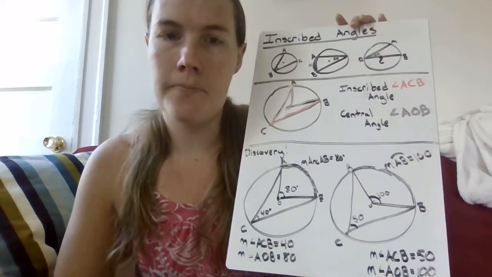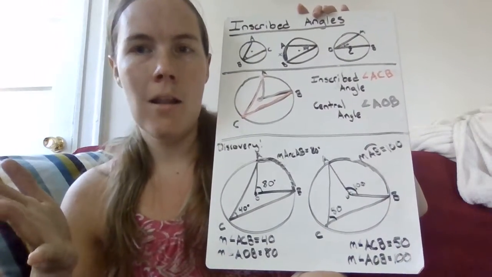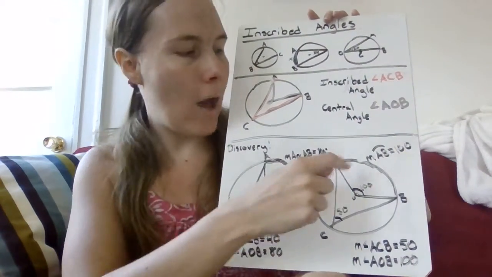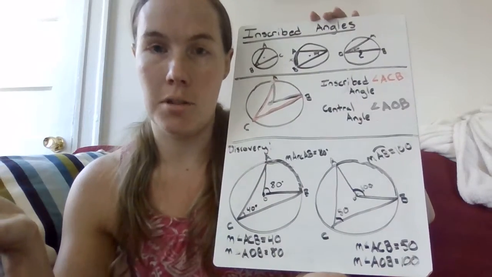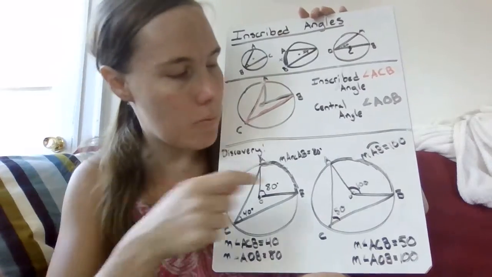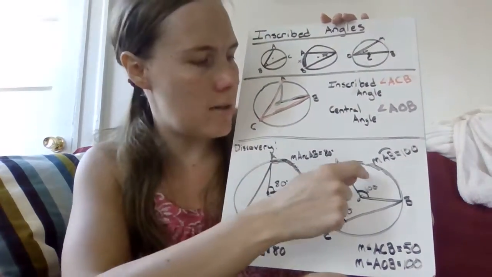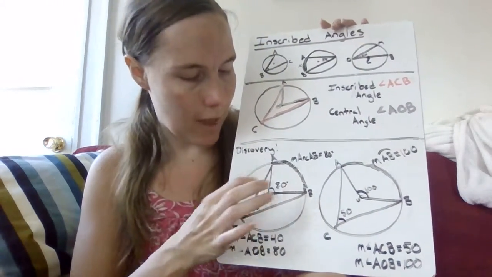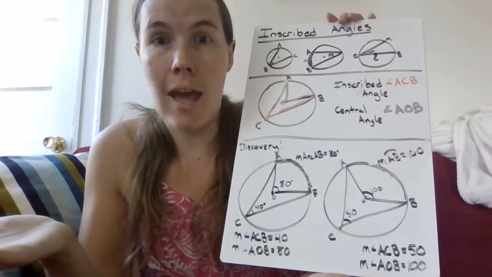So if you had to think to yourself, well, what if I only had my central angle? How could you find the inscribed angle? What mathematical thing could you do? You might have said, well, 50, that's half of 100, so I just divide by 2. Does that always work? Let's check over here. 80 divided by 2 is 40. Cool, we just figured something out.